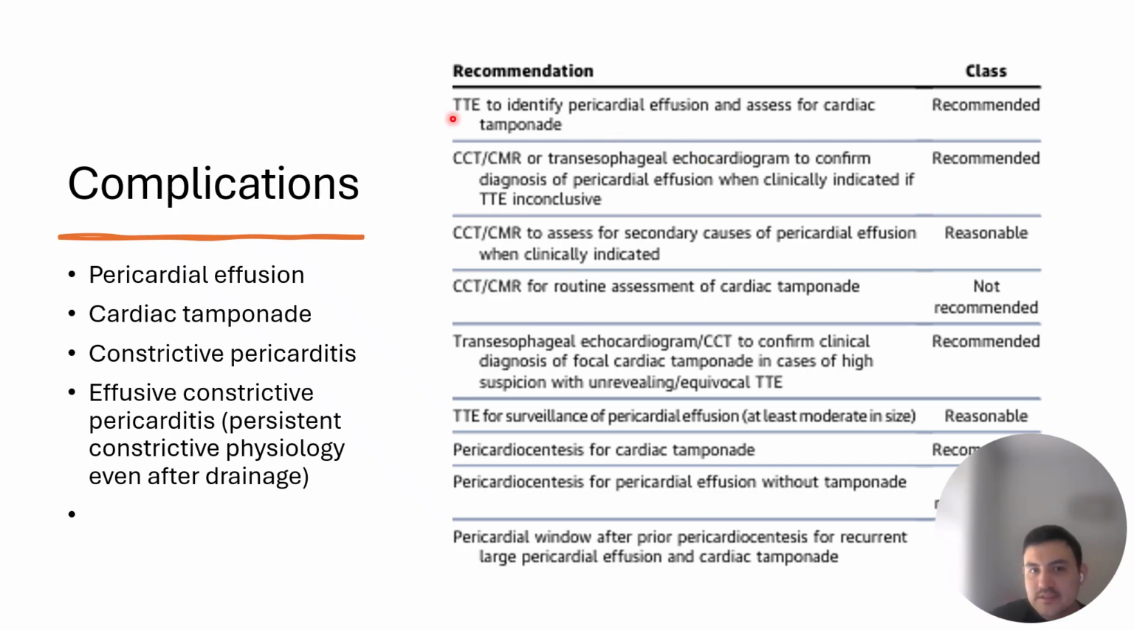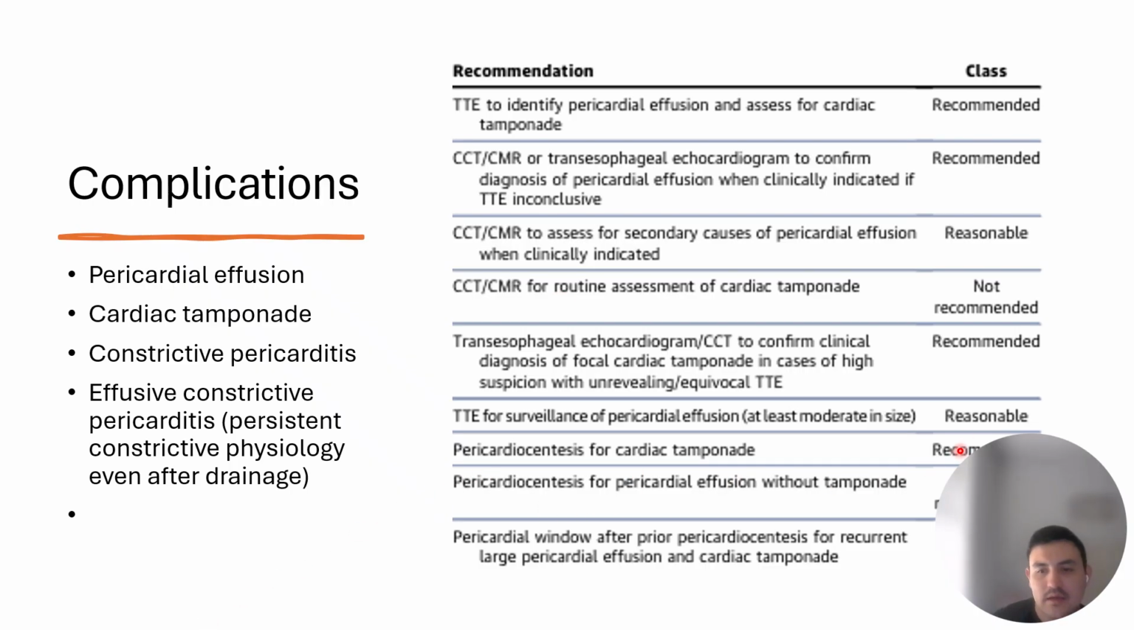So TTE identifies pericardial effusion. You can use CCTA, cardiac MRI, or transesophageal echocardiogram to diagnose pericardial effusion when TTE is inconclusive. CCTA is not recommended, remember, for classical acute pericarditis or routine assessment of cardiac tamponade; an echocardiogram is recommended there. So this is important. Why? Because when you first encounter a patient with acute pericarditis with classical symptoms, you're not going to jump straight to a cardiac MRI. No, you're going to do an echocardiogram.